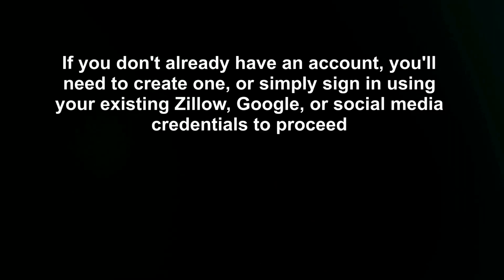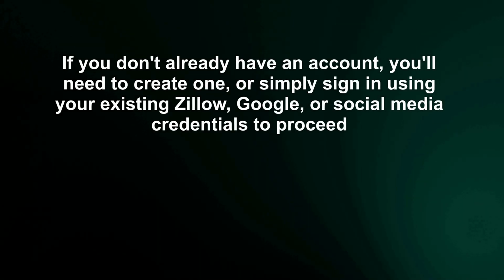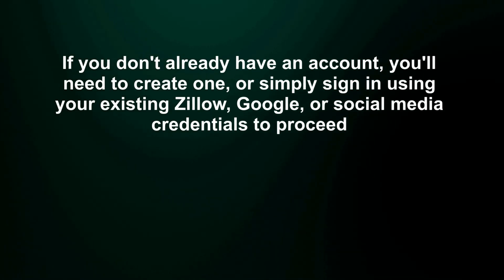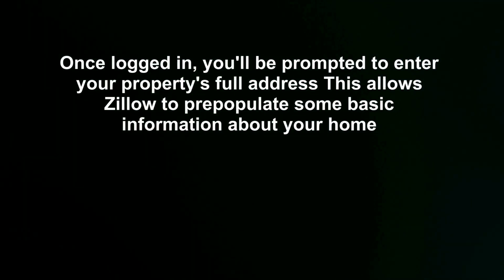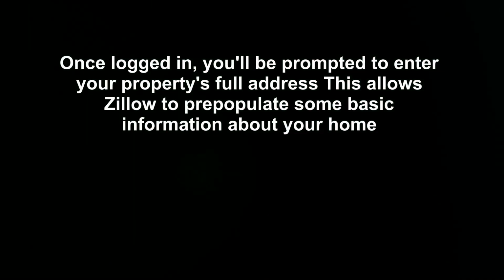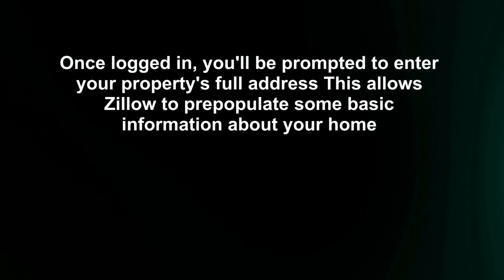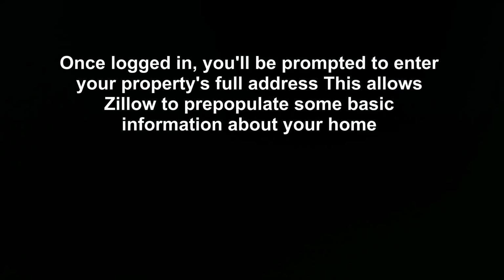If you don't already have an account, you'll need to create one, or simply sign in using your existing Zillow, Google, or social media credentials to proceed. Once logged in, you'll be prompted to enter your property's full address. This allows Zillow to pre-populate some basic information about your home.